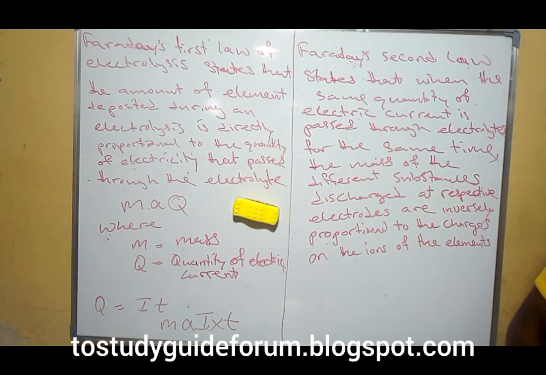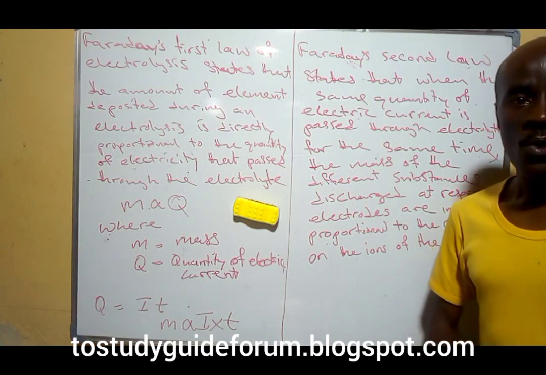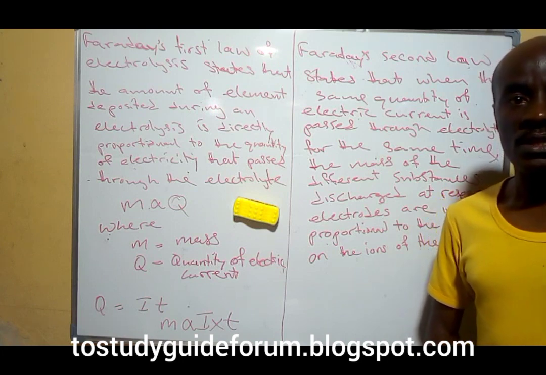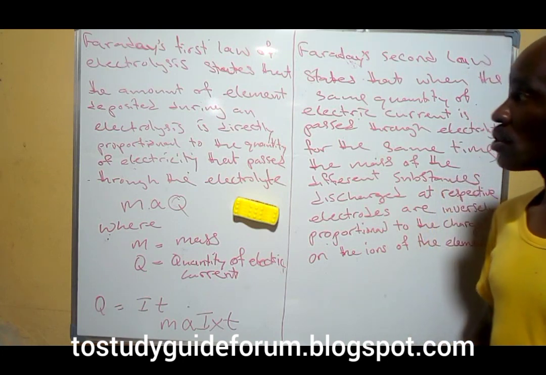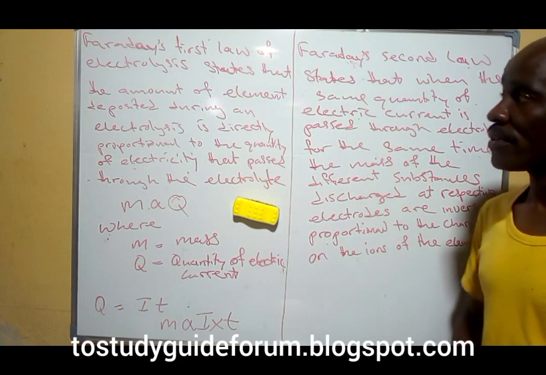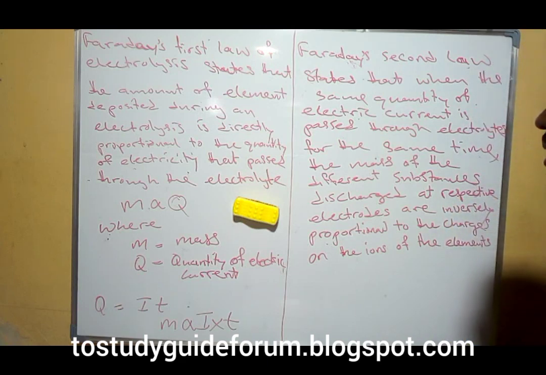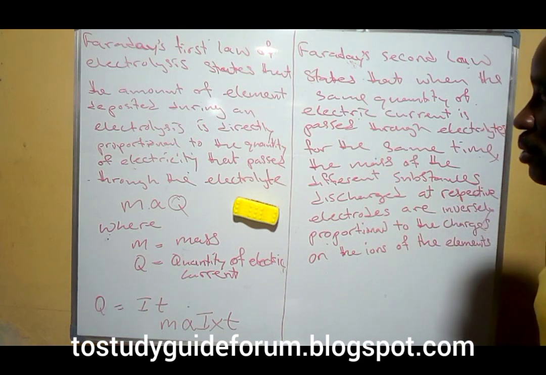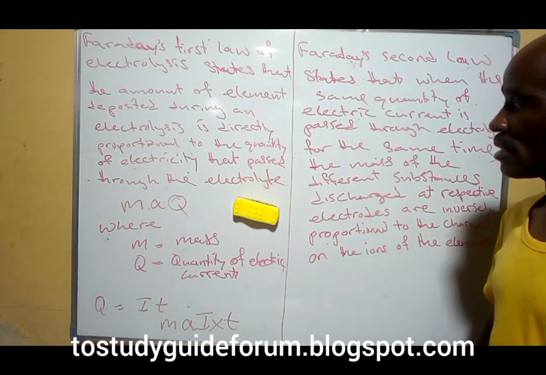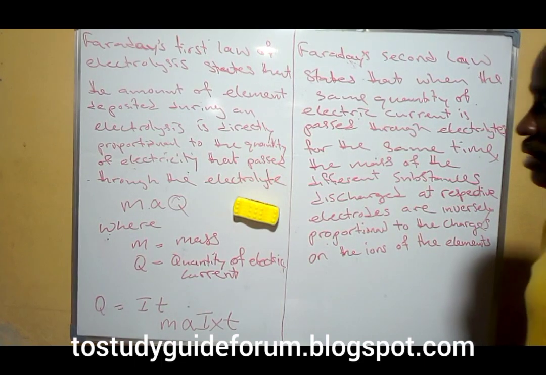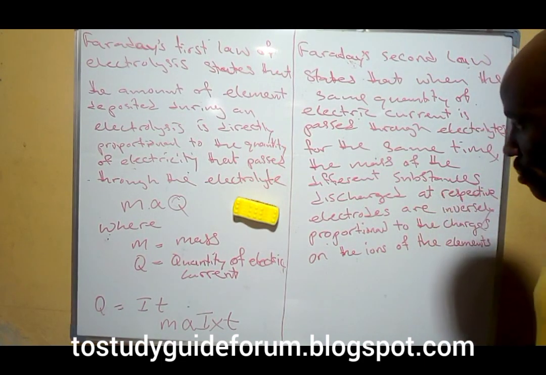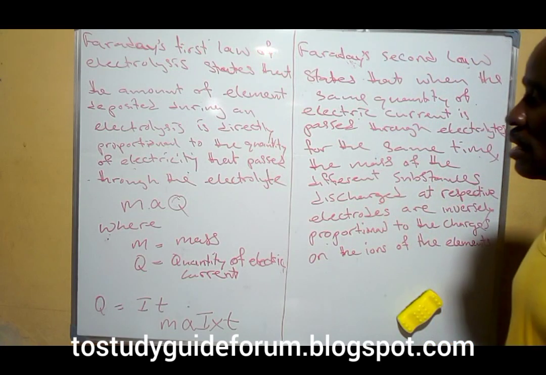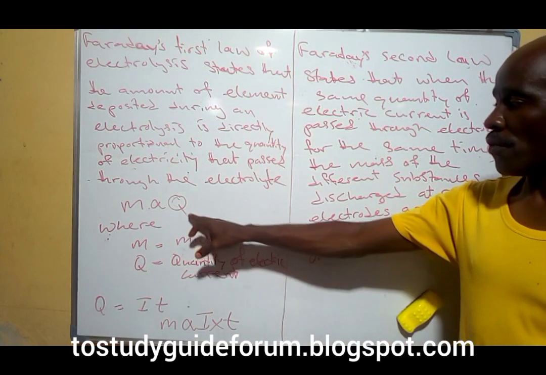This is another time for us to look at electrolysis, Faraday's laws of electrolysis. In this law, the first Faraday law of electrolysis says that the amount of elements deposited during an electrolysis is directly proportional to the quantity of electricity that passes through the electrolyte. That means the mass deposited is directly proportional to the quantity of electricity.